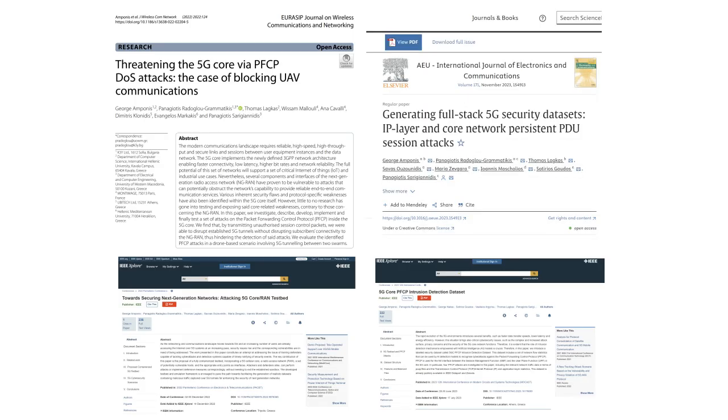Based on these activities about modeling, implementing, and detecting PFCP attacks, various papers were published by Sancus in international scientific journals and conferences.